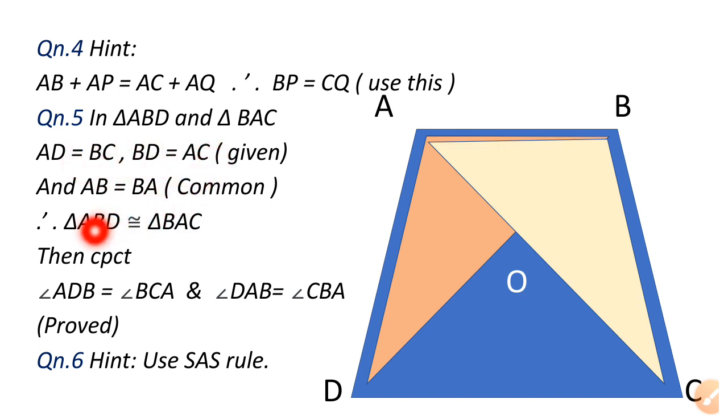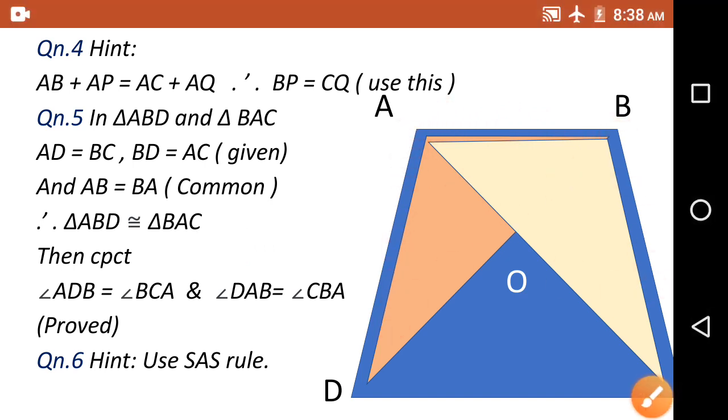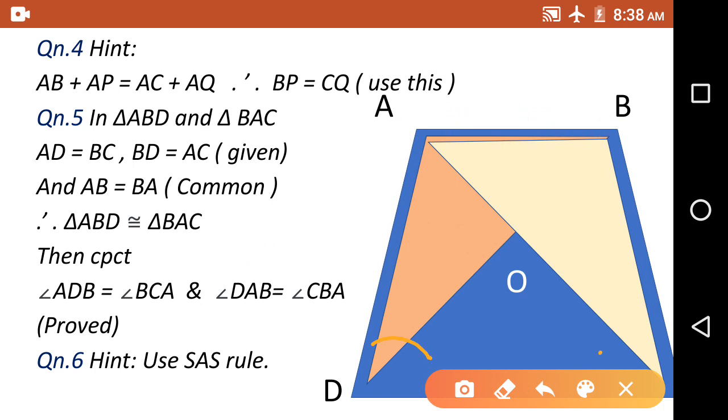So we can say by the side criteria, triangle ABD is congruent to triangle BAC. Then the corresponding parts are also equal, that is the corresponding angles. Angle ABD is equal to angle BAC, and angle ADB is equal to angle BCA. That means these two angles are taken as equal, being corresponding angles.